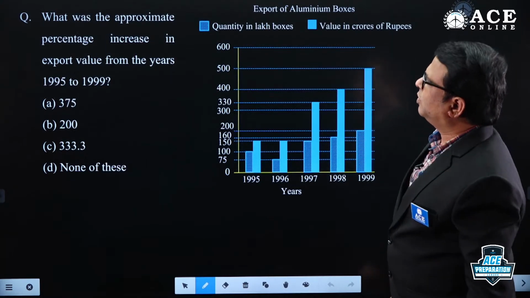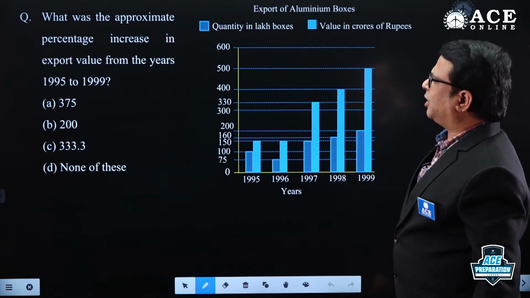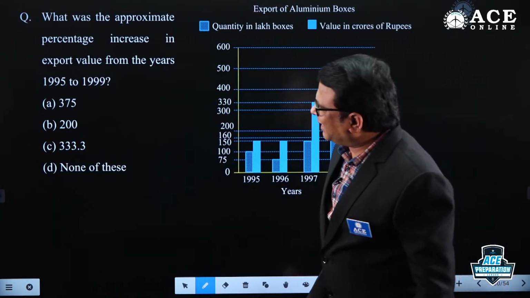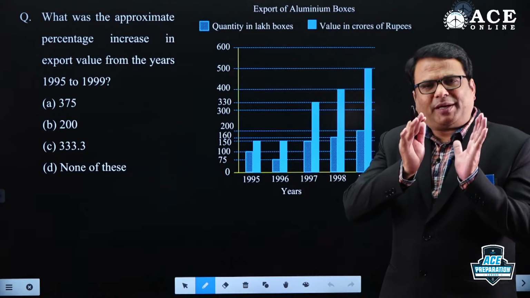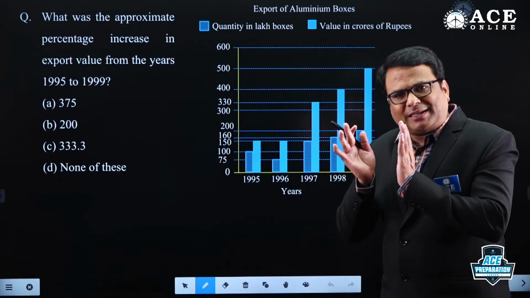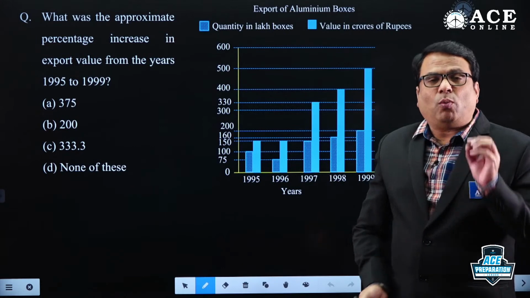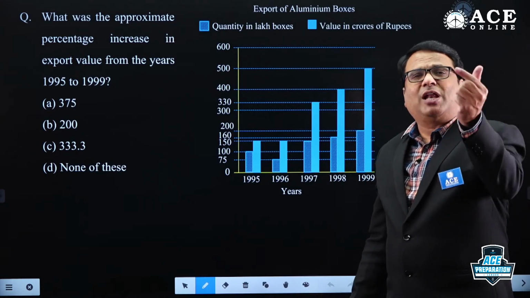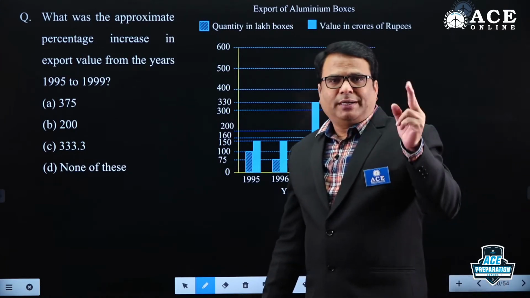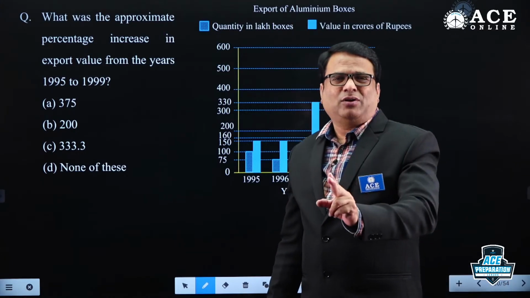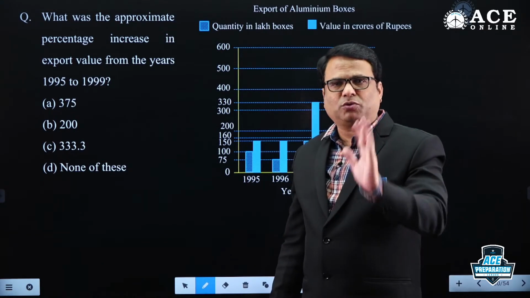Now the next one. What was the approximate percentage increase in export value from the years 1995 to 1999? If you compare the value of 1999 exports with the value of 1995 exports, what is the percentage increase in the value of exports? That is the question.